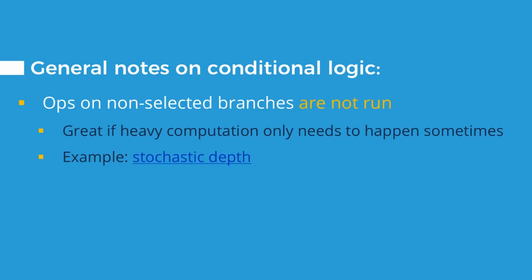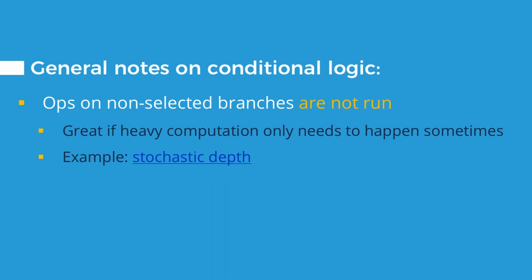And then just a few quick general notes on using conditional logic. Ops on non-selected branches are not run, which means it's great if you can avoid heavy computation on one path. So an example of this is stochastic depth, if you guys have heard of that. In the notebook, I included some example demo functions showcasing stochastic depth, how you might implement that in TensorFlow in a sort of lightweight way, and then showcasing the performance increases that you get from that.